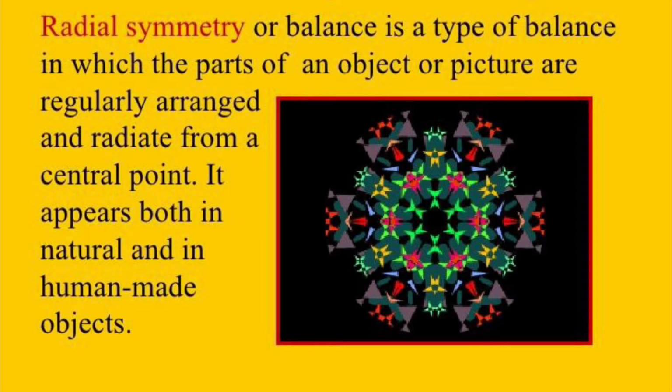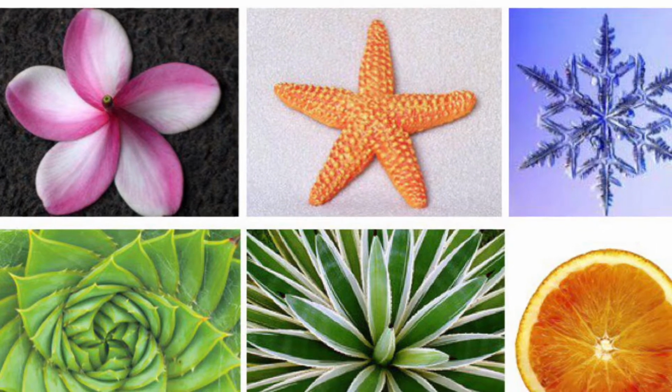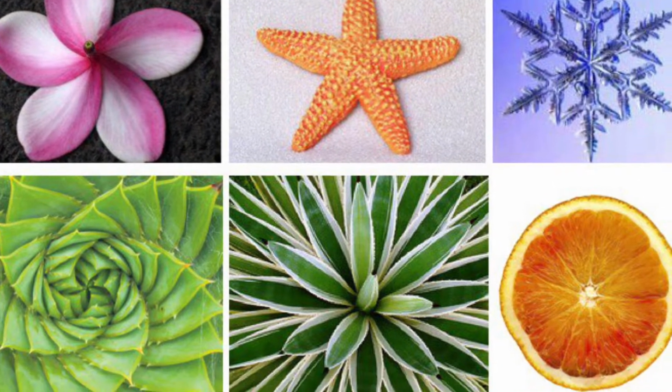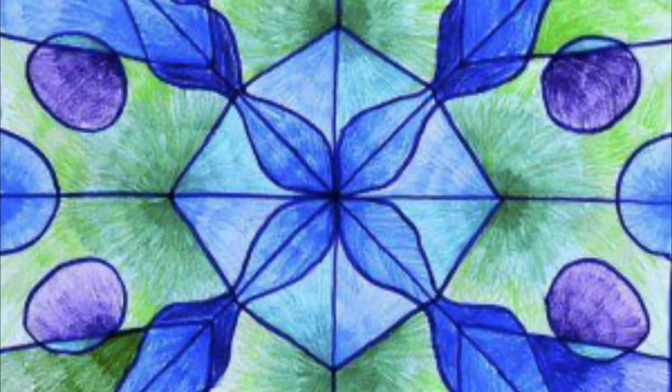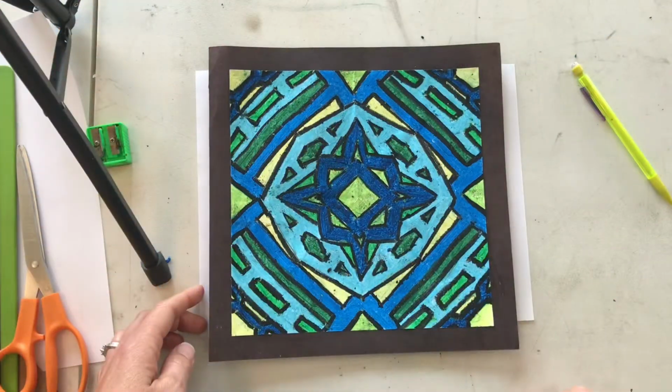First, let's take a look at some of the examples of radial symmetry in nature. Now I want you to take a look at some of the examples of radial symmetry in artwork. Today, we're going to do a project with radial symmetry and our names.